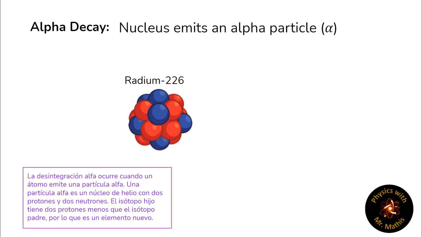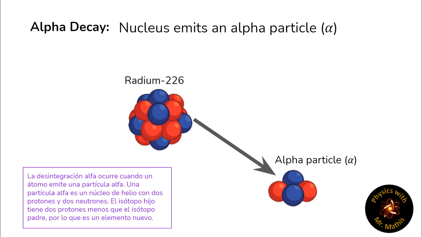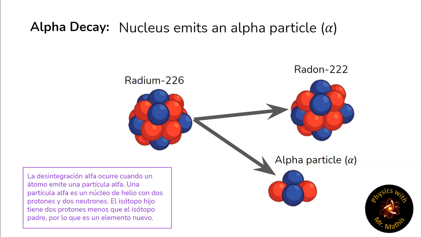In alpha decay, the nucleus emits an alpha particle. Let's look at an example with a radium-226 nucleus. The radium nucleus emits an alpha particle and becomes a radon-222 nucleus. Let's look closer at this to see how it changes.